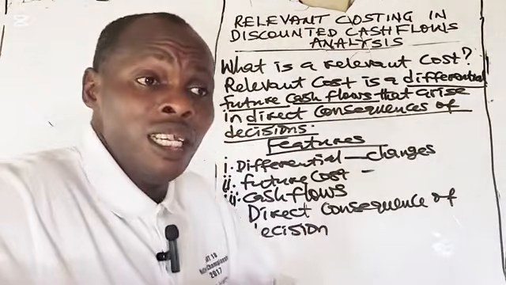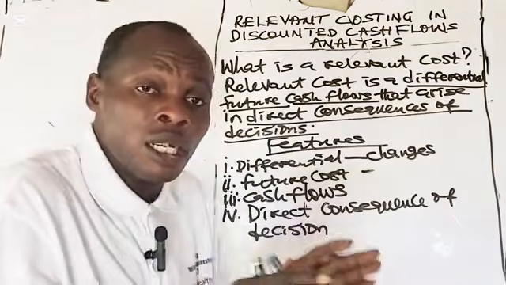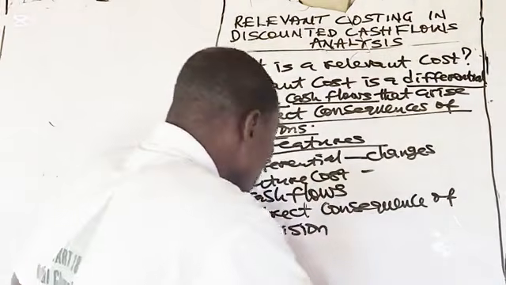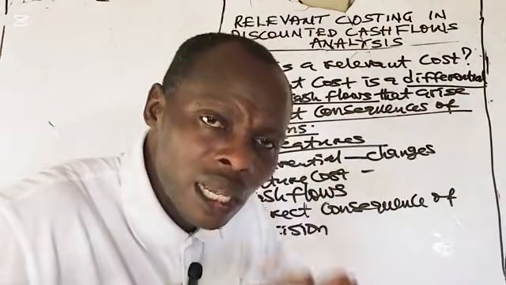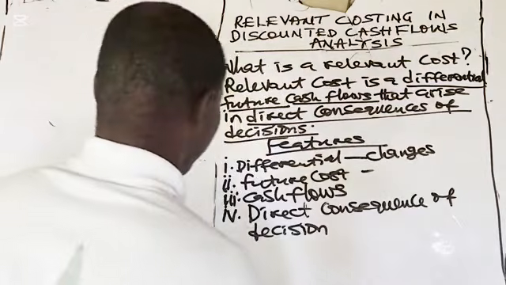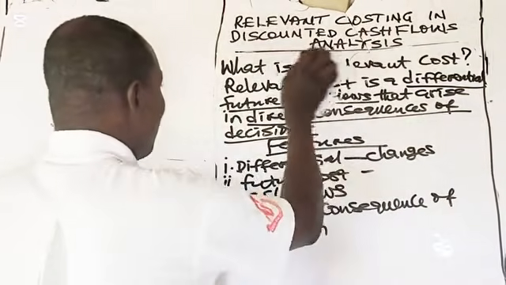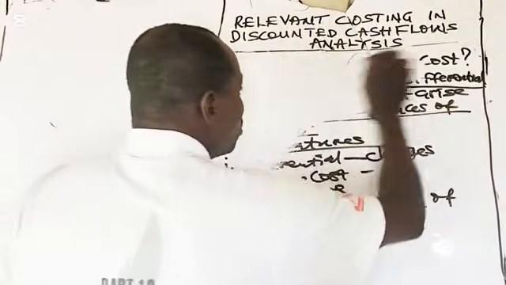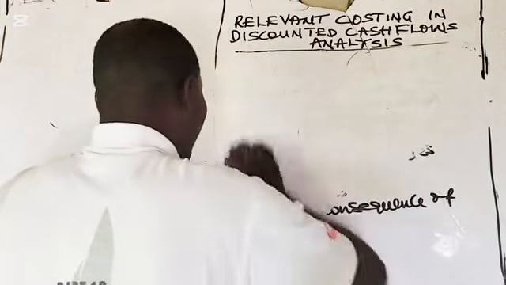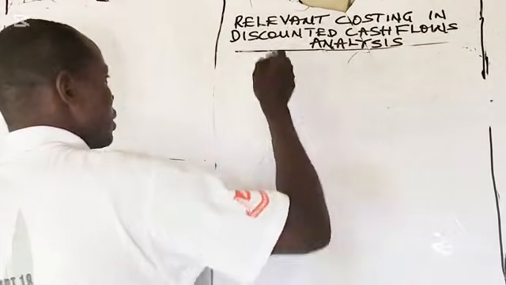It means if you want to decide whether to undertake the project, those costs must be incurred as a result of the project you want to undertake. These are some of the features of relevant costs. I want to examine the various concepts of relevant costing.